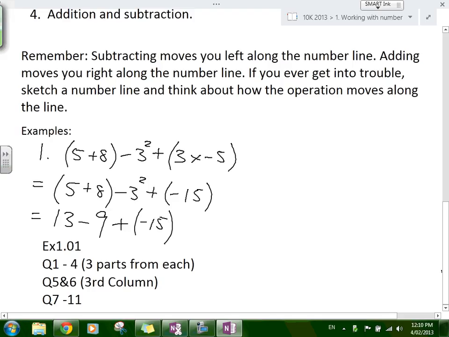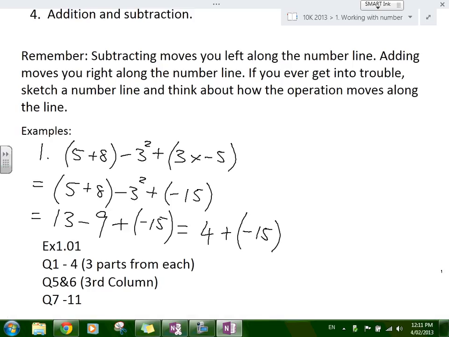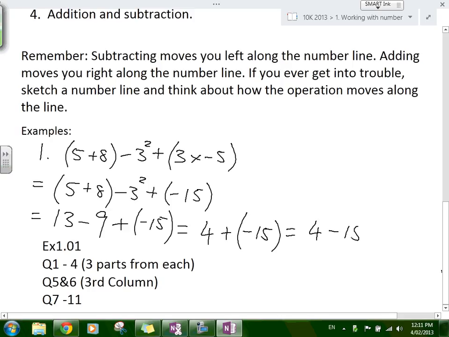Okay, now we've done the order of operations, we've worked out all the little bits, and now we have to add and subtract it together. So 13 minus 9. What's 13 minus 9? 4. Good. So then we've got 4 plus minus 15. What's 4 plus minus 15? Remember that when you add a negative, what do you have to do? When you add a negative, you subtract the opposite. So this actually equals 4 minus 15. And what's 4 minus 15? Minus 11. So that's what we end up with.